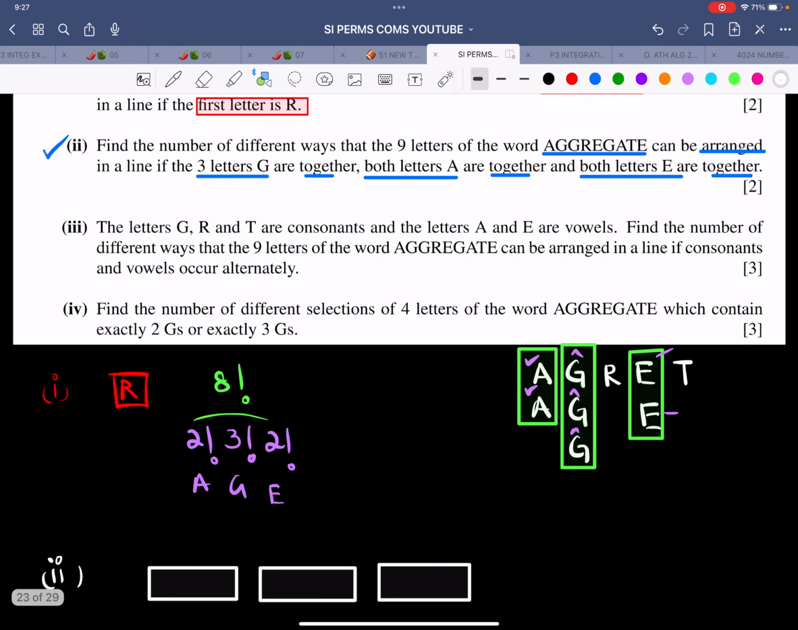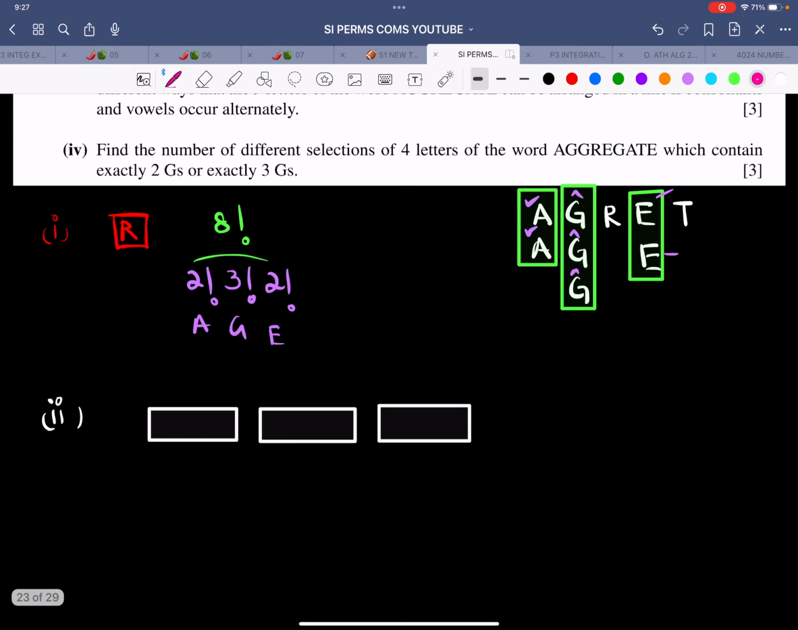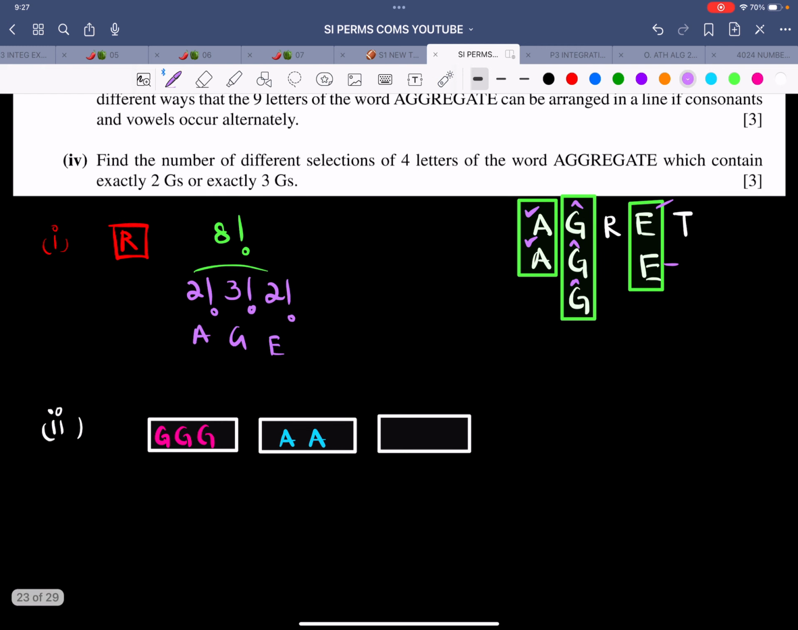Why do I need the 3 boxes? Because there are 3 G's, put them in the first box. That is 3 G's in the first box. And then what else is there? There are 2 A's, they go in the second box. And then there are 2 E's, they go in the third box. So how many are left? We are left with an R and a T. So that is R and T over here.